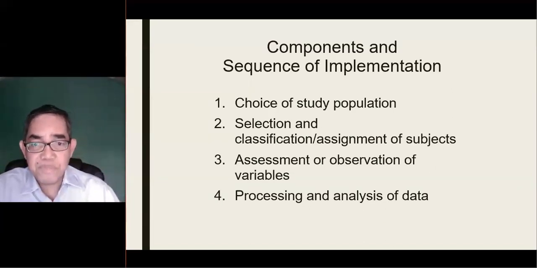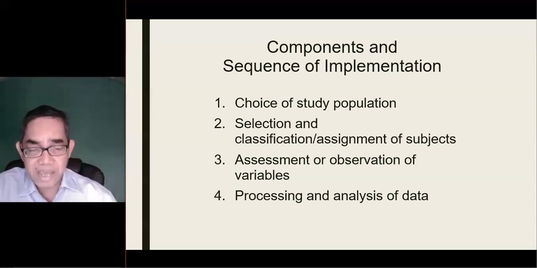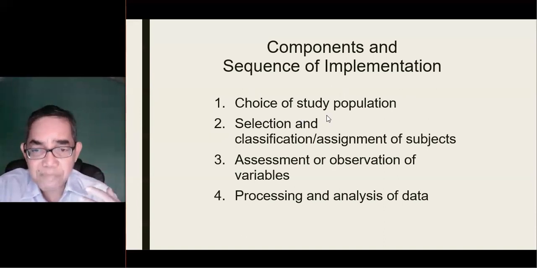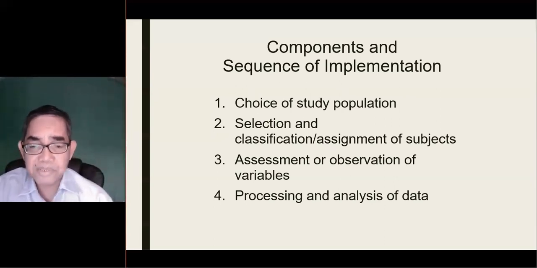Okay, so these will be the components and the sequence of implementation in choosing a particular study design or research design. We choose the study population. We select and classify or assign subjects. Later on, we'll be talking of this assignment. We assess and observe the variables, and then lastly, we process and analyze the data.